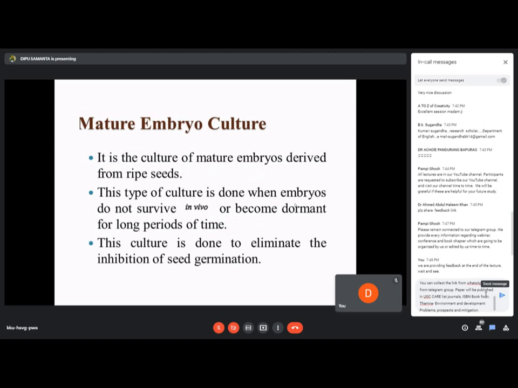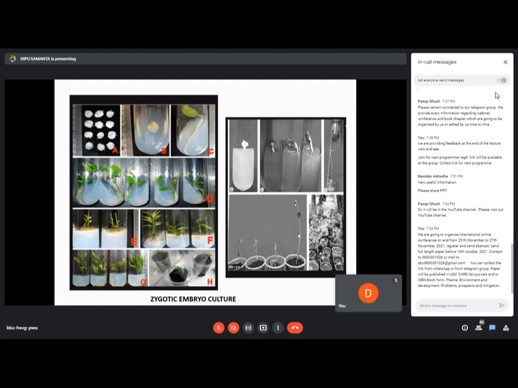Coming to mature embryo culture, it is the culture of mature embryos derived from live seeds. This type of culture is done when embryos do not survive in vivo or become dormant for a longer period. That's why we are culturing the mature embryo. This culture is done to eliminate the inhibition of seed germination. Seed dormancy is one of the major problems for a seed. These are some photographs of zygotic embryo culture.